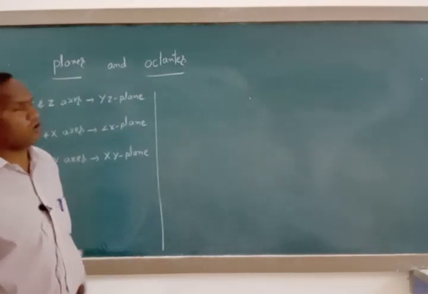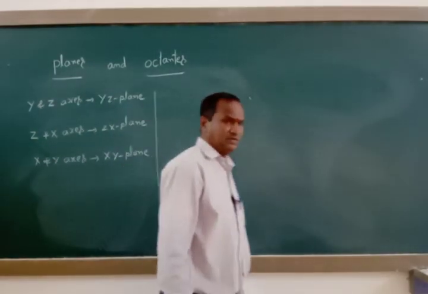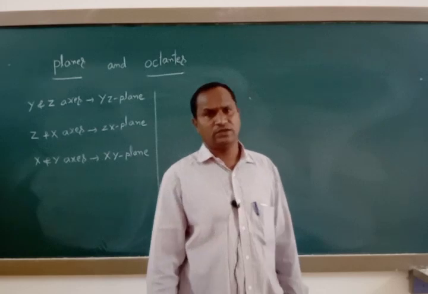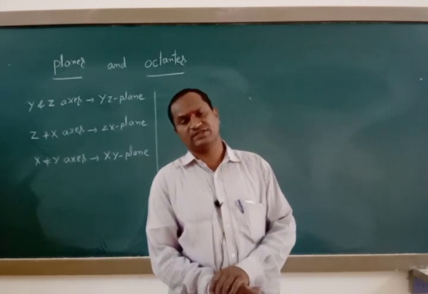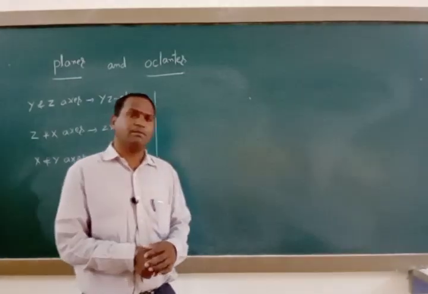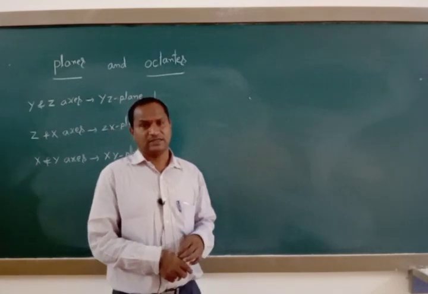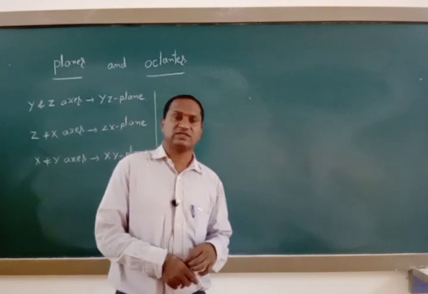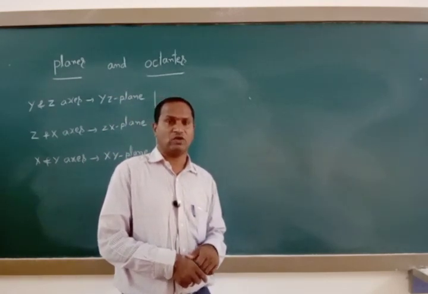Next, come to octants. Octant, simply, we can say, means the corners of a room. Wherever we can see the coordinates in a room, that is called one octant. Where the 3 axes meet at one point, we get one octant. In a room you will see 8 corners. Each corner is one octant.